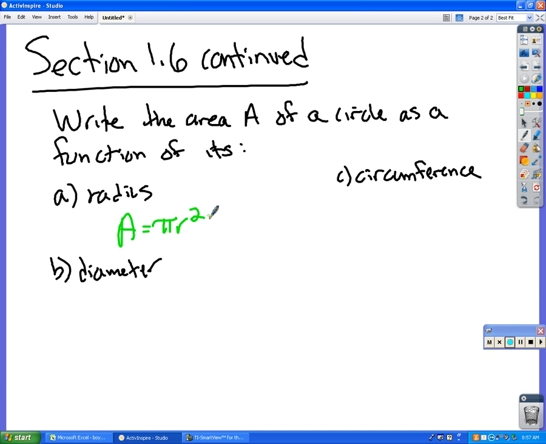Okay. Now we want to change it so that the equation is a function of its diameter. And so for that you have to know the relationship between the diameter of a circle and its radius. The radius is half the diameter. And so what I need to do is take this formula right here and plug in for r 1/2 d. And you have to be careful with this because it's squared, so I'm going to square the 1/2 and I'm going to square the d.